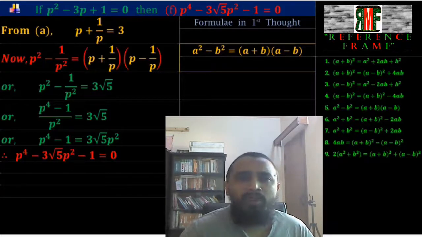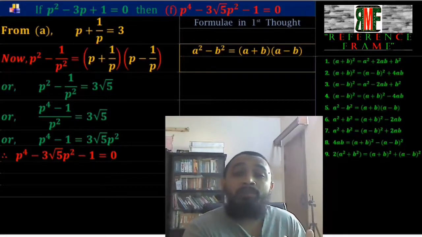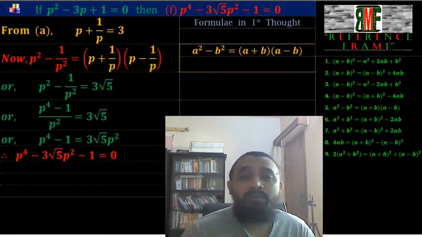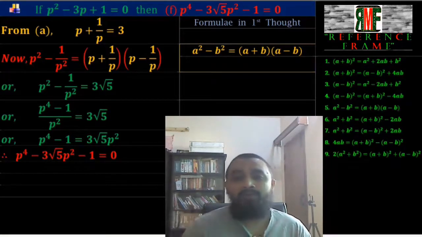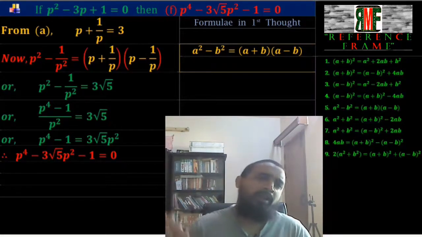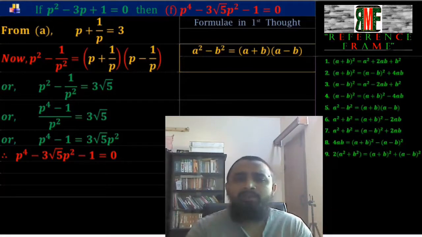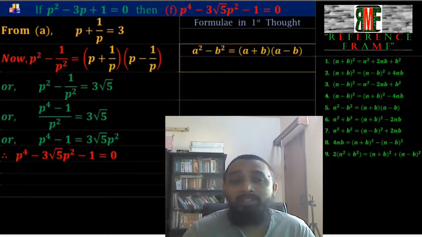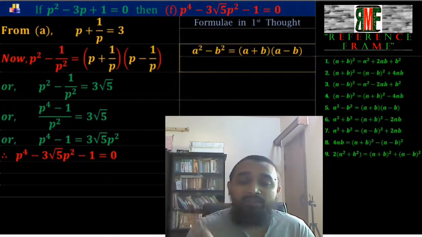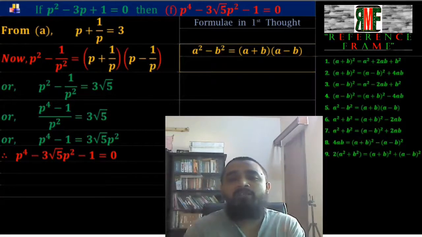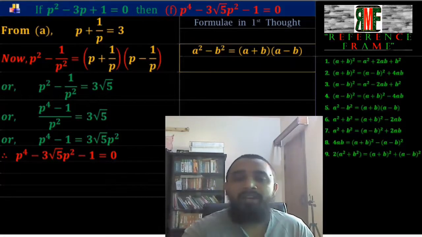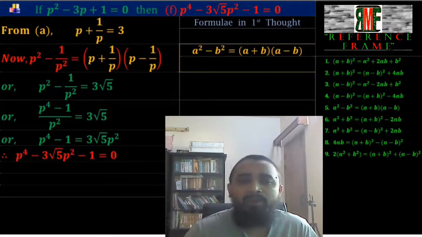Today we've solved up to F based on the same problem, that means P square minus 3P plus 1 is equal to 0. We're going to solve some more problems, maybe another 5 or 6 problems, based on the same information. If we are able to solve them, that will be beneficial for you, because then you will know how to use the same information for solving different kinds of problems. So please practice this kind of problem again and again before the upload of the new tutorial.